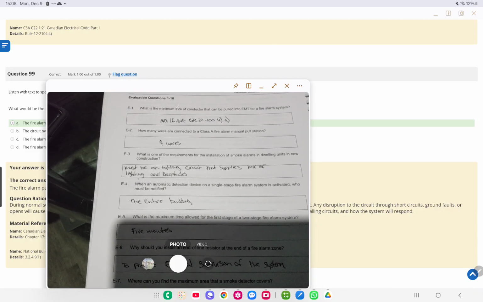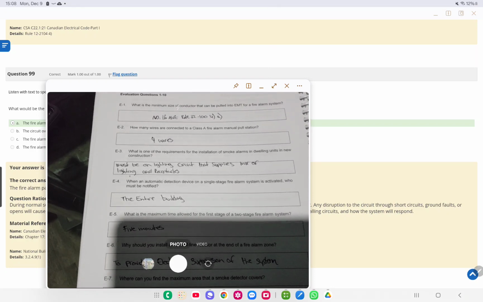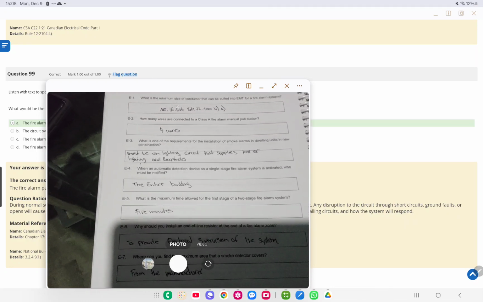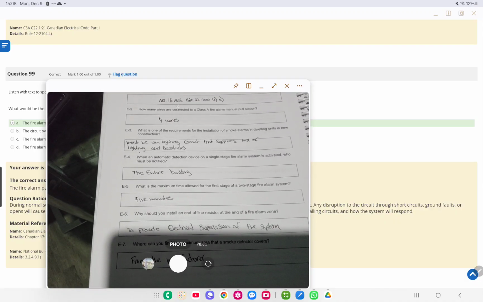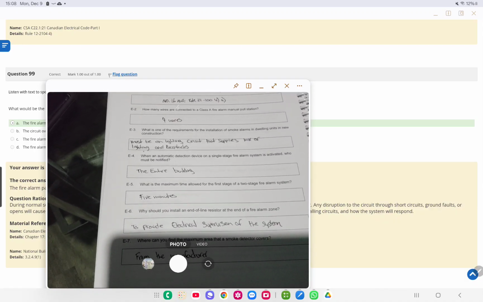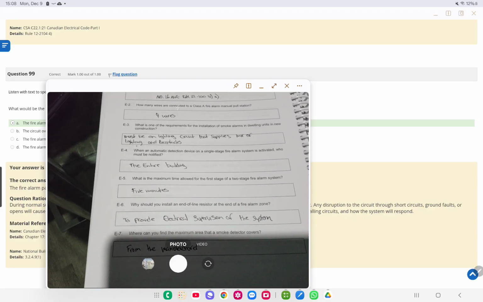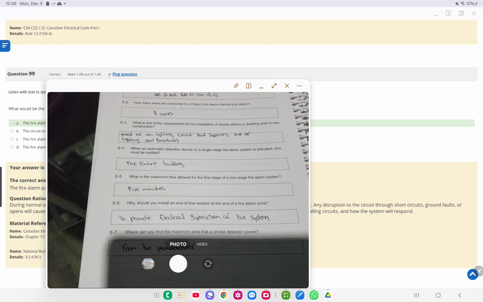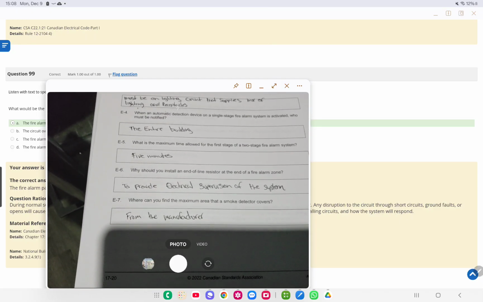When an automatic detection device on a single stage fire alarm system is activated, who must be notified? Single stage, it's going to have to notify the entire building. What is the max time allowed for the first stage of a two-stage fire alarm system? 5 minutes. Why would you install an end-of-line resistor at the end of the fire alarm zone? It is to provide electrical supervision of the entire system. Where can you find the maximum area that a smoke detector covers? This is from the manufacturer.